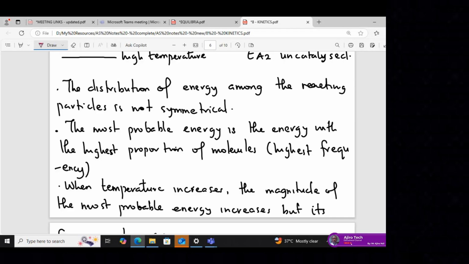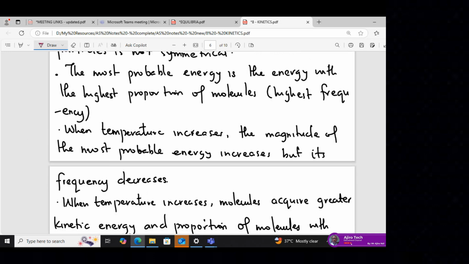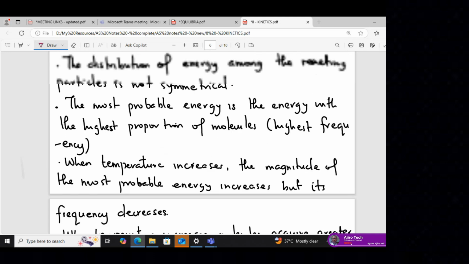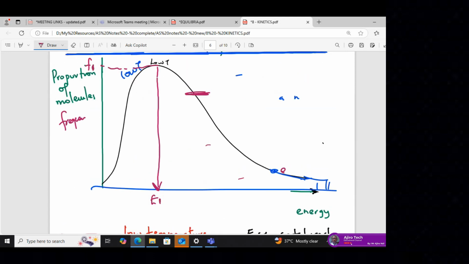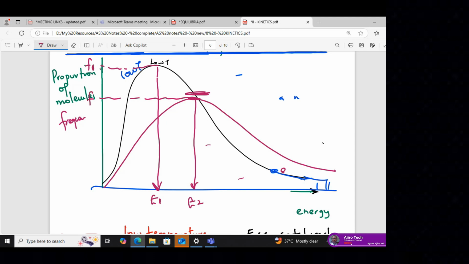When temperature increases, the magnitude of the most probable energy increases, but its frequency decreases. Let's do it. Increase temperature. How does the graph go now? Look at the most probable energy here. Am I right? The value will increase. E2 is greater than E1. But the frequency will decrease, because F2, if frequency is increasing upward, F2 is higher than F1.